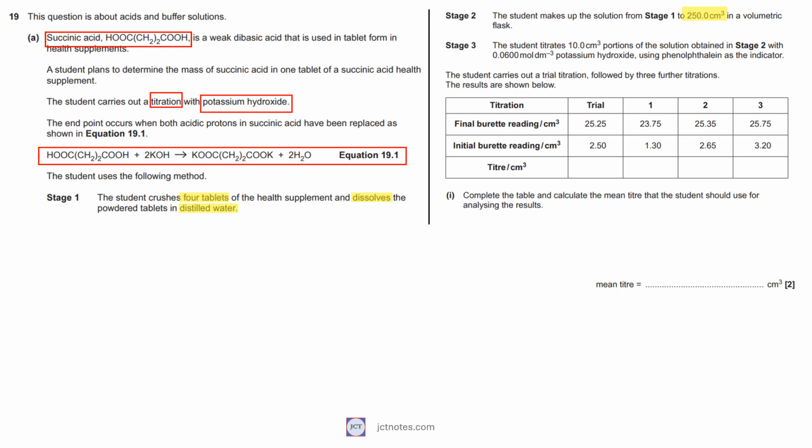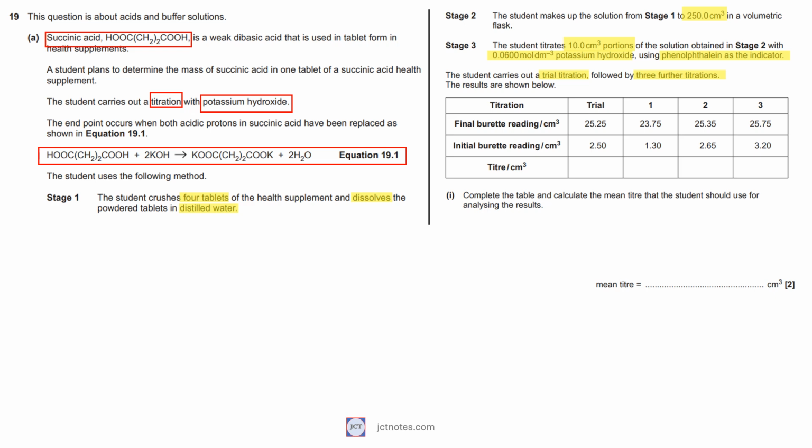Stage 3, the student titrates 10 cubic centimeters portions of the solution obtained in stage 2 with 0.06 molar potassium hydroxide, using phenolphthalein as the indicator. We are provided with a table of a trial titration followed by 3 further titrations. In question 1 of this section, we are asked to complete the table and calculate the mean titer to be used to analyze the results.